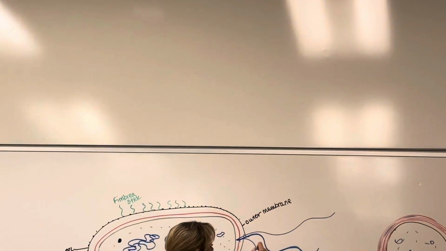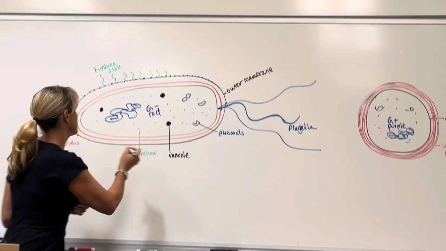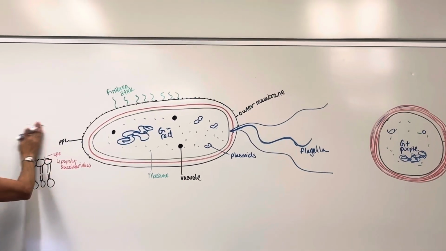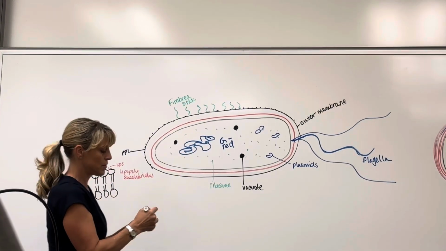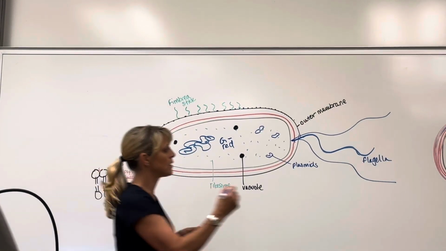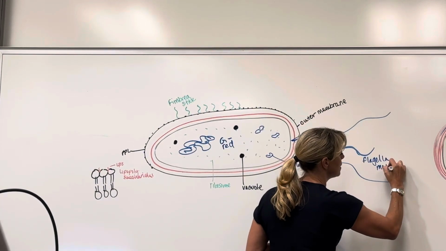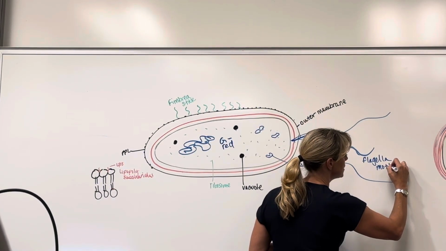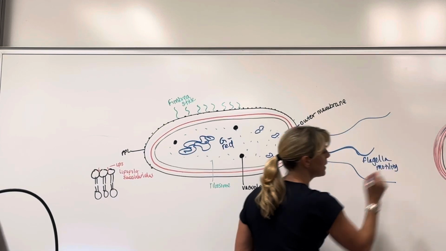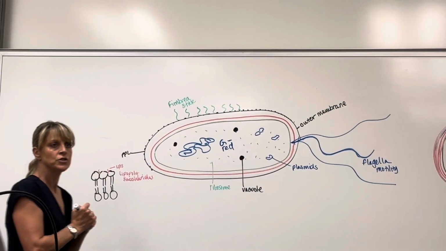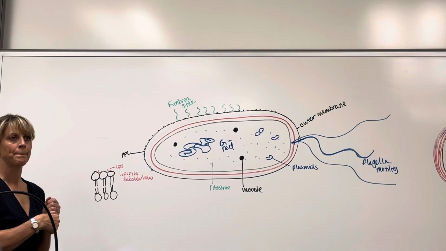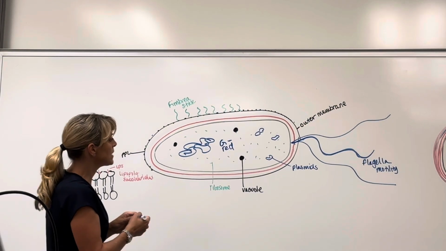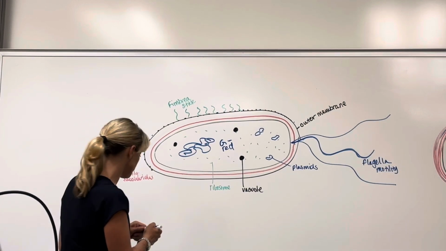So flagella, some bacteria can have a bunch of these. Some bacteria can have them on both sides. Some can have one, some can have both, some can have many. The flagella, those are for motility or movement. Okay, so flagella are long and those are for motility.